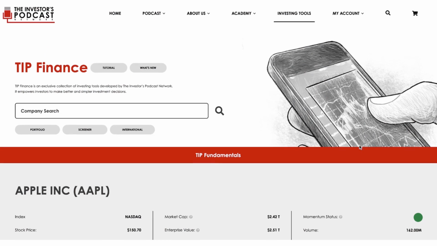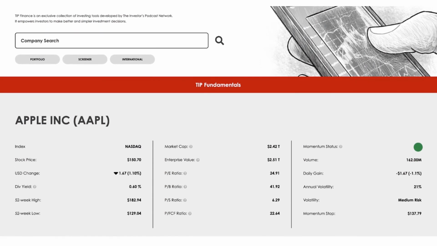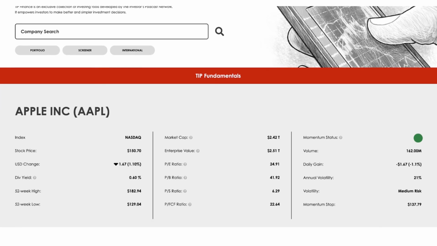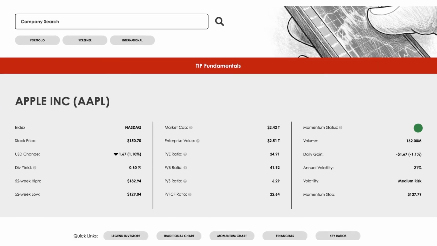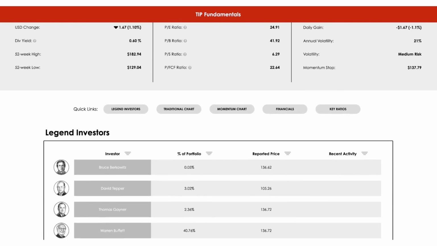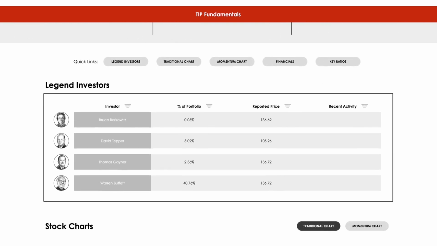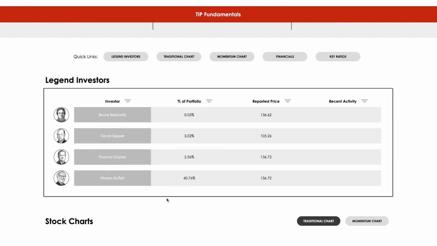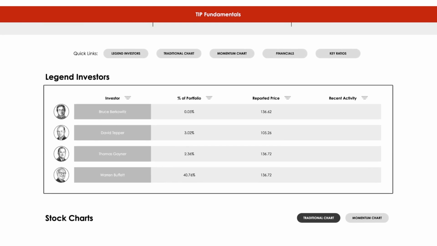With Apple's profile up, the first thing you'll notice is an overview of its key metrics. You can see the 52-week highs and lows for its stock price, which gives you a feel for where it's currently trading. You can also see some valuation ratios like price to earnings, price to book, price to sales, and price to free cash flow, along with an overview of the stock's volatility, trading volume, and momentum stop, which is the price it would need to hit for its positive momentum to flip to negative. You can also see recent activity amongst legendary investors who invest in the stock. You'll notice that over 40% of Warren Buffett's portfolio is in Apple, and he's recently added more. This is a pretty strong endorsement for the stock.